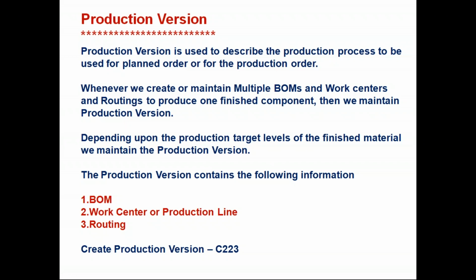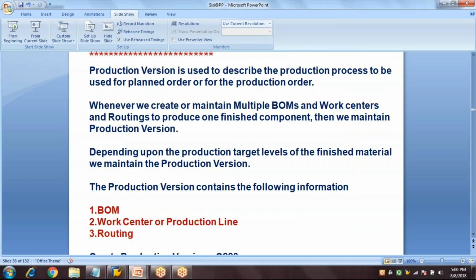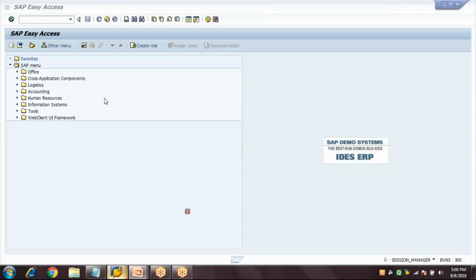So depending upon the production target levels of the finished material, we maintain the production version. The production version contains the following information: bill of material, work center or production line, or routing. To create a production version, the transaction code is C223. Okay? Yes. So go to the transaction code C223.